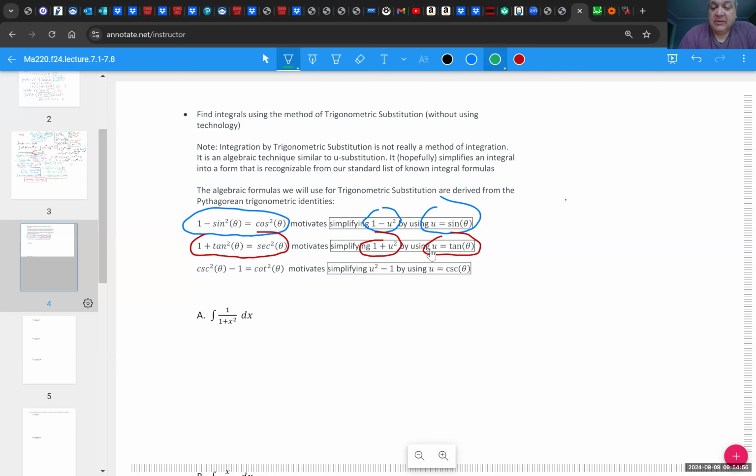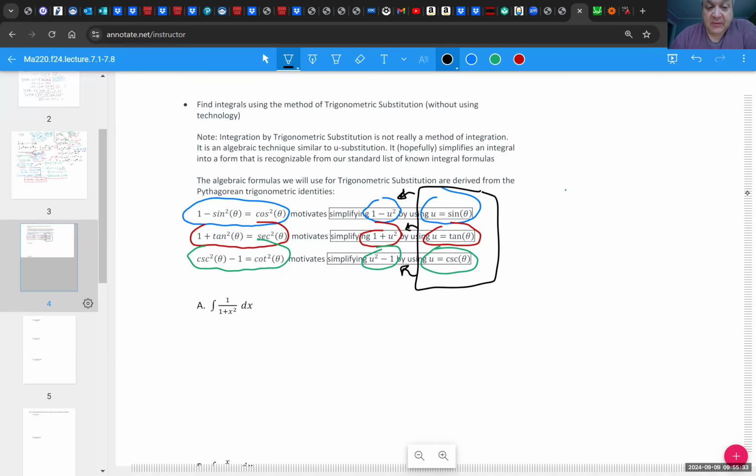And the last of the possibilities would be u squared minus 1, and that would necessitate us using secant theta in order to take advantage of the trigonometric identity that secant squared theta minus 1 is equal to tangent squared. So really what you need to know are these, based on the type of square that you have: 1 minus u squared, 1 plus u squared, or u squared minus 1. If you have a sum or a difference of squares, it's going to be one of those three types. Let me show you how that works with a simple example.